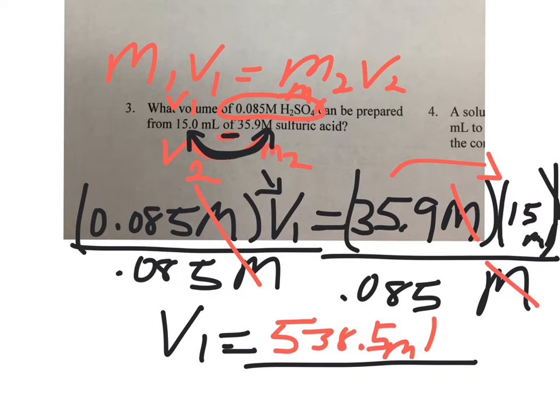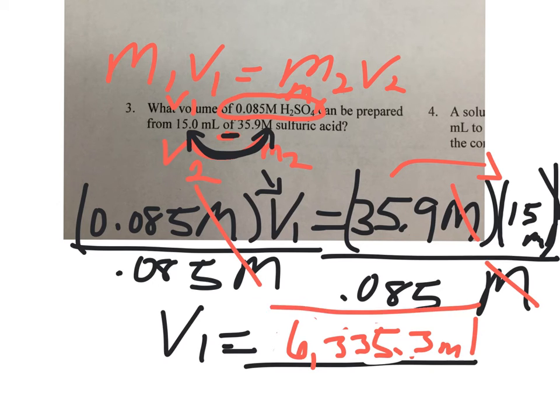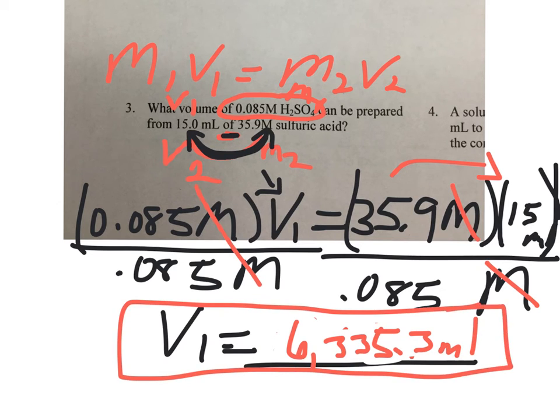Okay, 35.9 times 15 is how much? 538. And then you divide it by 0.085. Yes. And then you got what? 6,335. Okay, let me look at that. Just because a lot of people got the same thing doesn't mean it's right. But, yeah, you guys are right. Okay, so it's 6,335, and you can round it off to 0.3, and that's your milliliters. Okay? That's your whole answer.